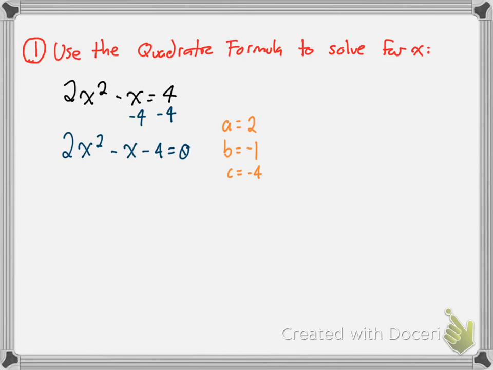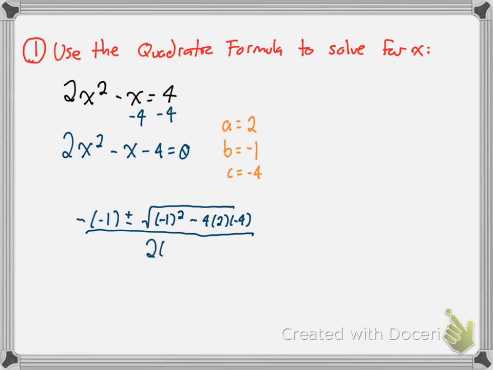From here, using the quadratic formula, I'm going to do negative b, so it's going to be negative of negative 1 plus or minus the square root of negative 1 squared minus 4 times 2 times negative 4, and all that's going to go over 2a, so 2 times 2. So from here, I can simplify this a little bit. Negative of negative 1 is positive 1, plus or minus everything in that square root is 1, and then minus 4 times 2 times negative 4, that's going to come out to be 33, all over 4.